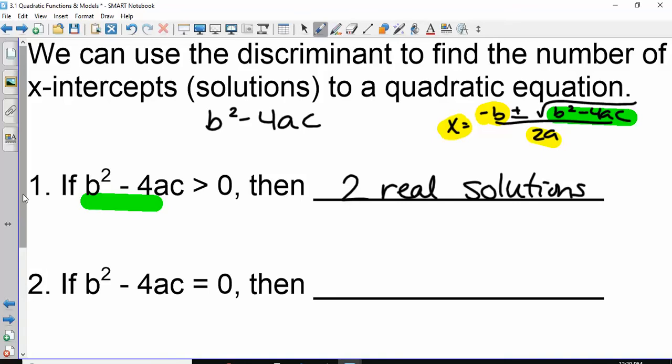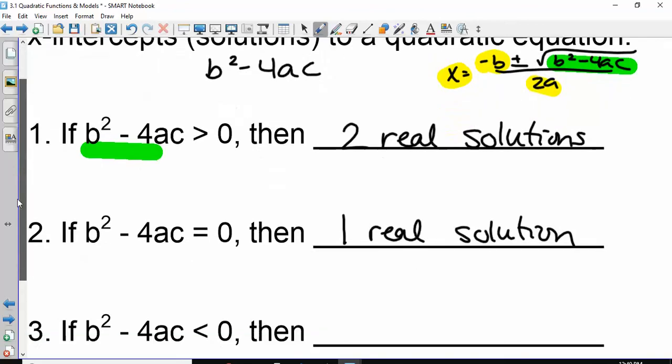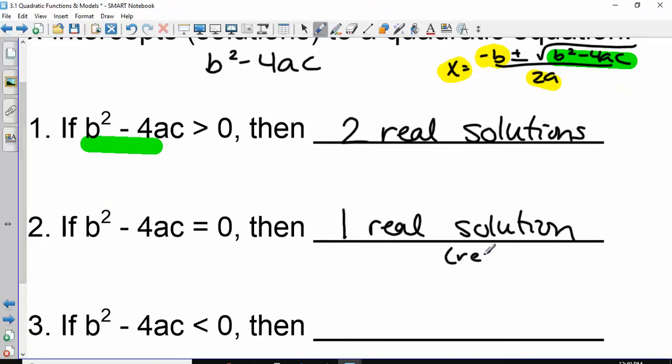If it equals 0, if you have negative b plus 0 and minus 0, what's true about those? They're the same thing, right? So we just get one real solution. Sometimes you might hear it say that it's a repeated solution because it shows up twice. Something plus that and something minus that, you get the same solution out twice.